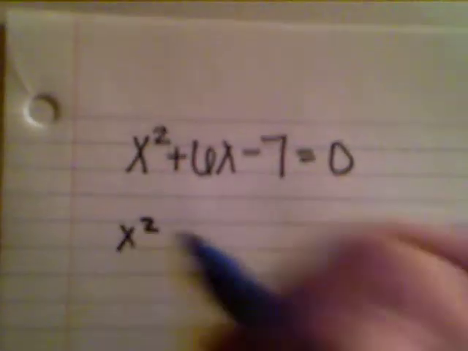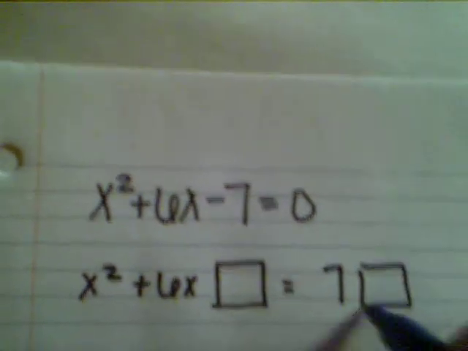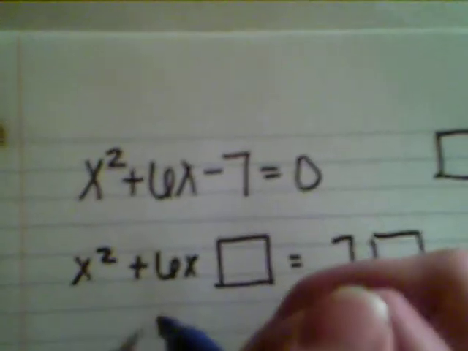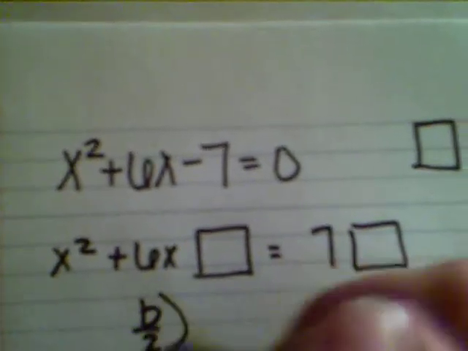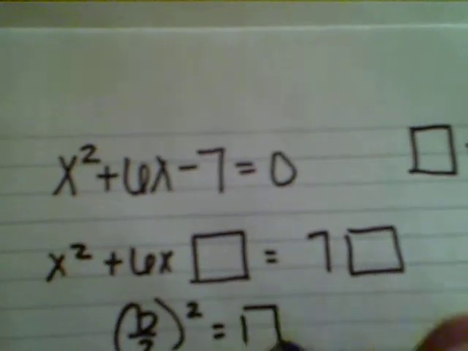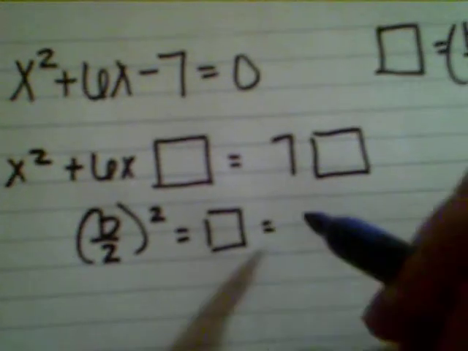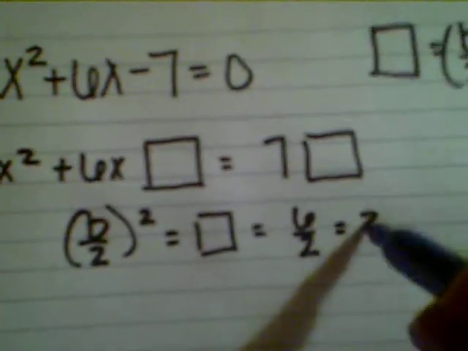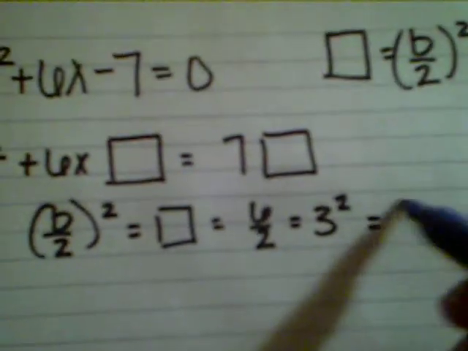Now you're going to rewrite the equation: x squared plus 6x plus the square equals 7, and remember the square is equal to b divided by 2 squared. Therefore, b divided by 2 squared equals the box, which in this case equals 6 divided by 2, which equals 3. 3 squared equals 9. So you add 9 to both sides.